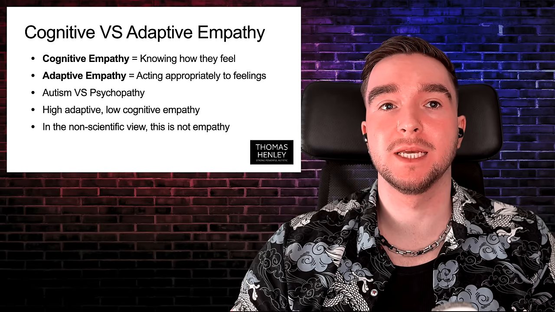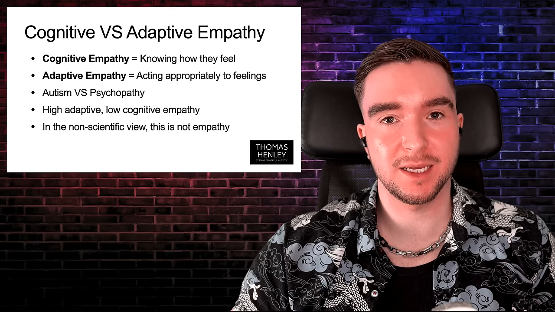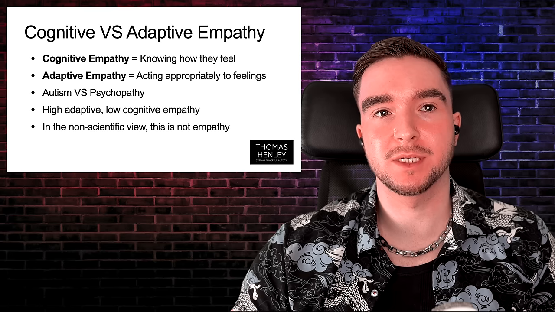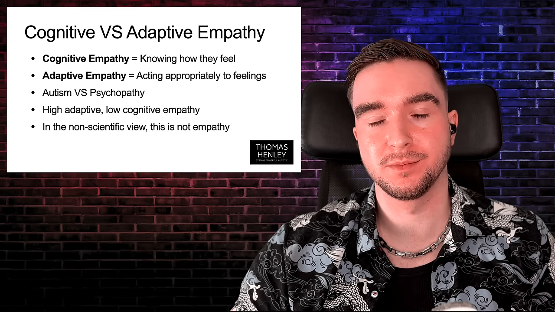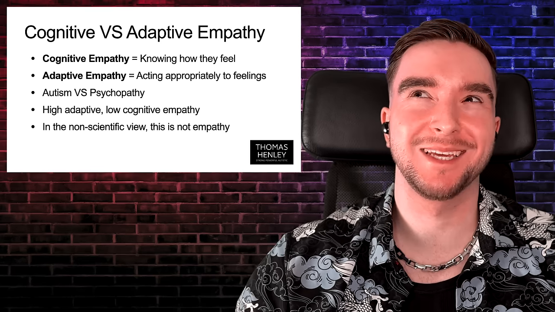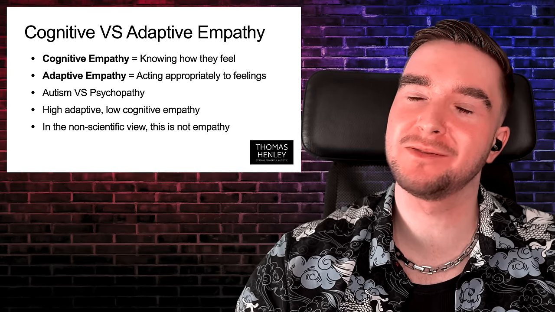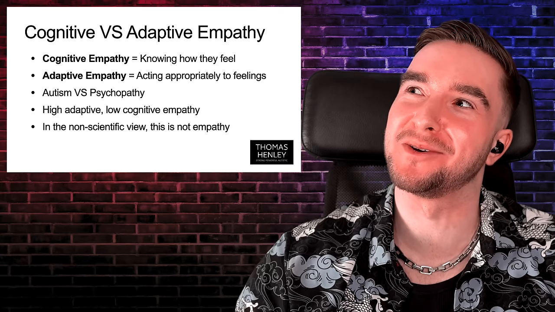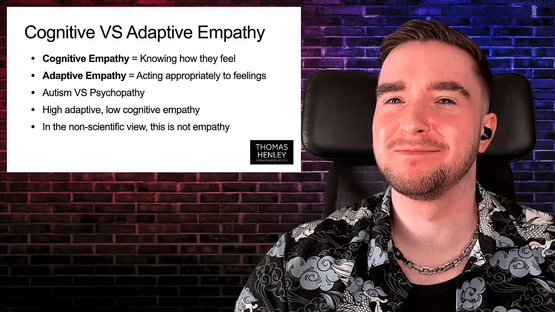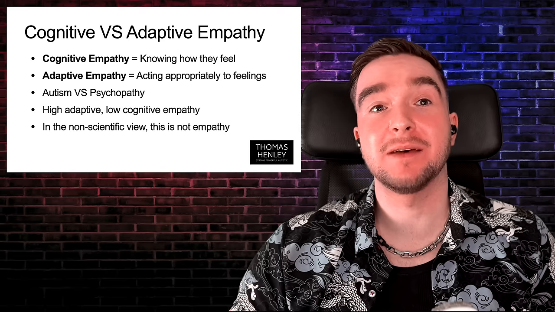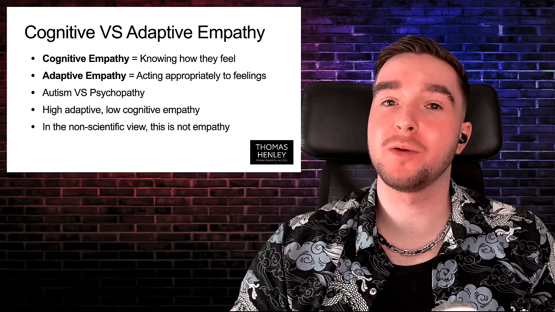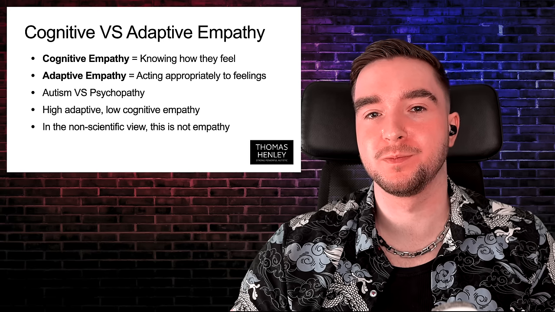Cognitive empathy is the ability to identify someone's emotional state without being told. So, through indirect communication. Kind of think, ooh, indirect communication? You said autistic people struggle with that. Do autistic people have cognitive empathy? Adaptive empathy is the ability to act appropriately once emotions are known.